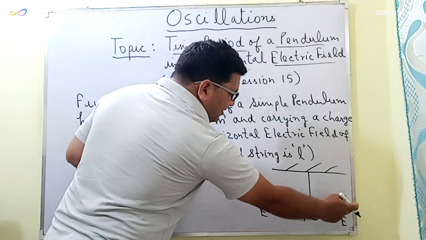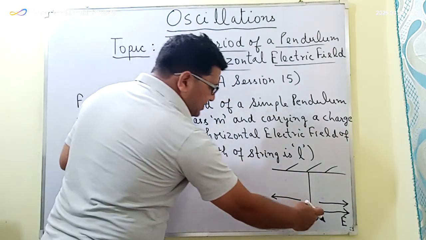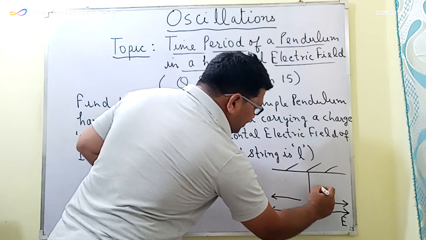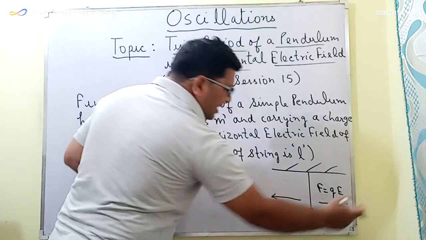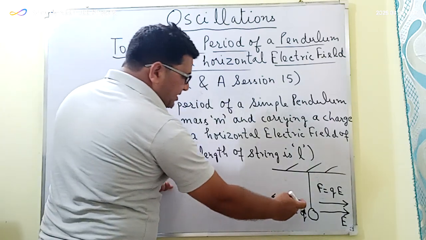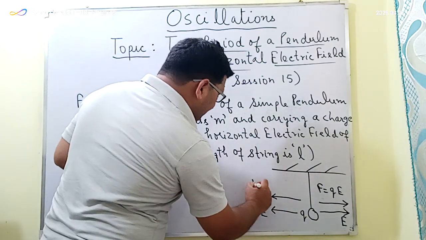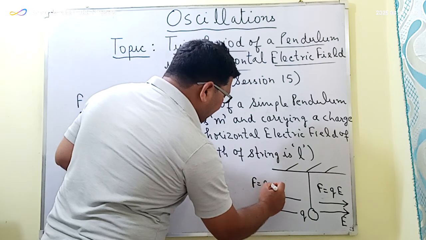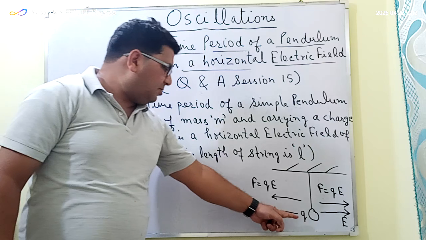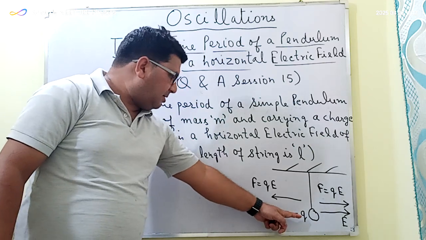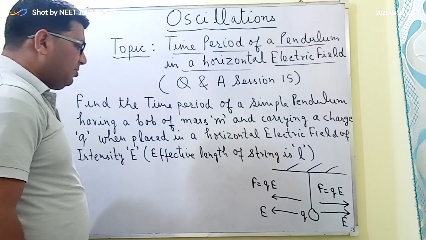If the direction of the electric field is on the right side of this bob, then the force F will be equal to Q into E, and this will be acting in the direction of the electric field. Whereas if the direction of the electric field is on the left side of this bob, then the electrostatic force, which is equal to QE, will be acting on the left side of this bob, that is in the direction as given by this arrow.